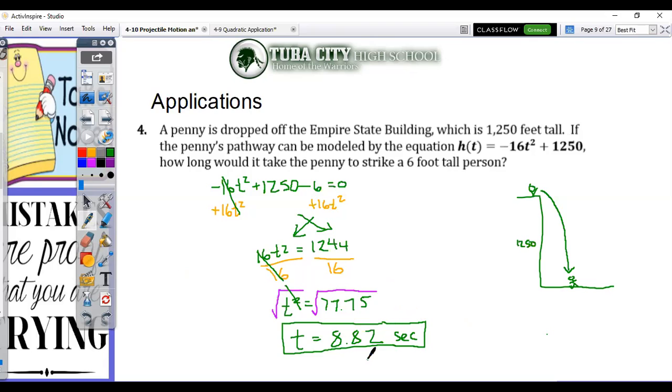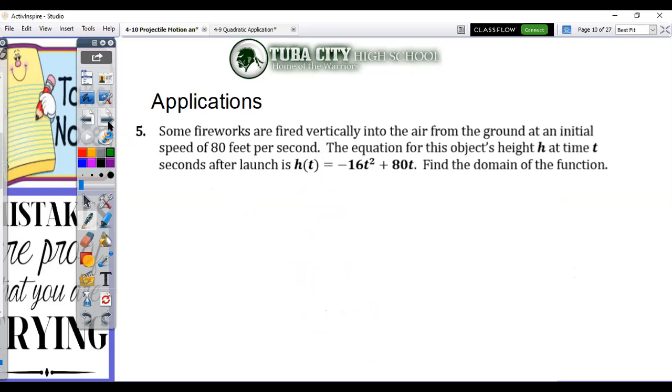But anyway, that is it for that one. And there we go. It would take 8.82 seconds to strike somebody. Hopefully they have a helmet on. I don't think it would be that bad, actually. I think it would probably feel like the penny was dropped only a few feet above them. I don't think it would really hurt them. At most, it just feels like a penny being dropped on your head. It's not going to be gaining more and more velocity as it falls.